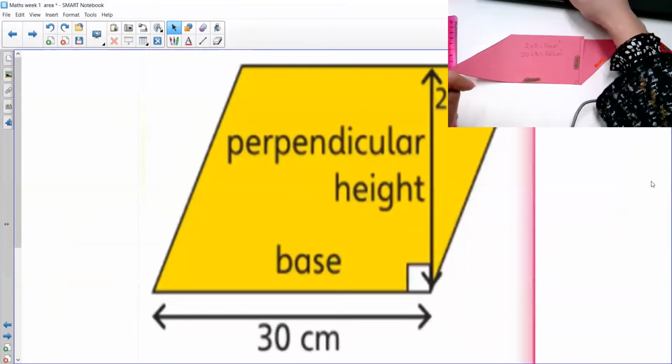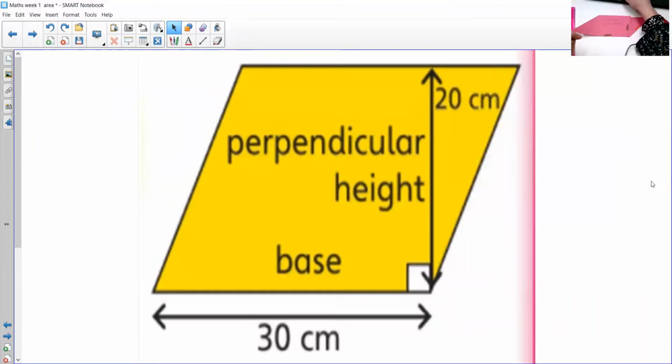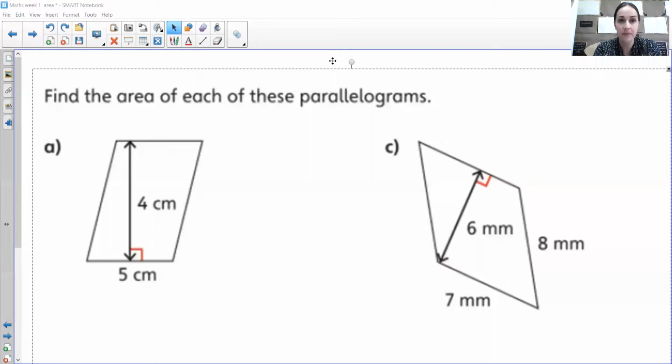Okay, so every time, and you might want to write this down somewhere, every time you have got the area of a parallelogram, you want to find the length of the base, and you want to find the perpendicular height, which is one that meets it at a right angle, and then you times. Okay, right, well done. Let's keep going.